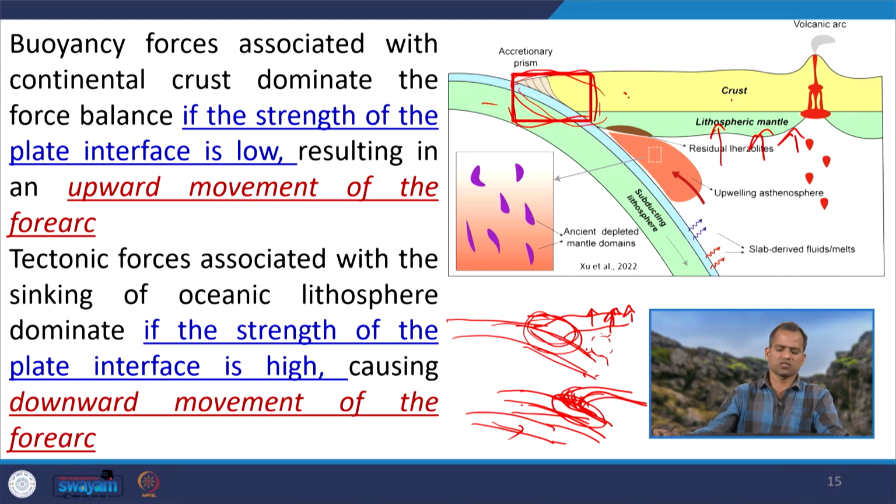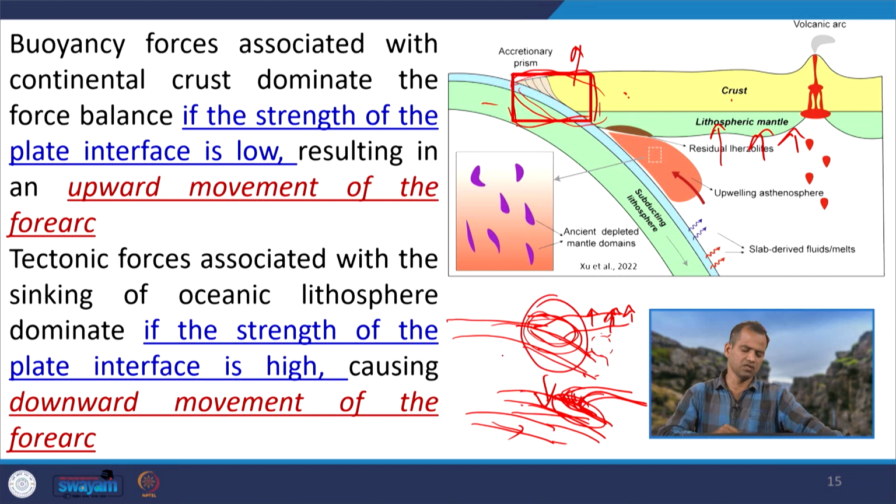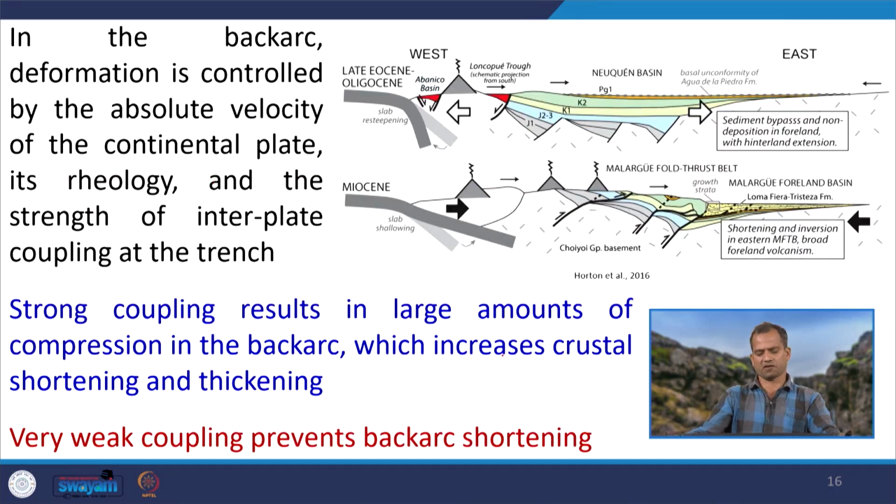So, the tectonic forces associated with the sinking of the oceanic lithosphere are dominant if the strength of this plate interface is high, causing the downward movement of this forearc. So, either this forearc will move upward or move downward, that depends upon the coupling of these two plate systems here.